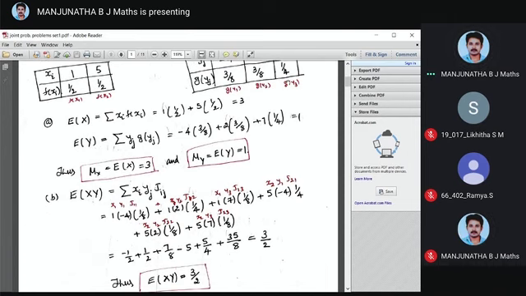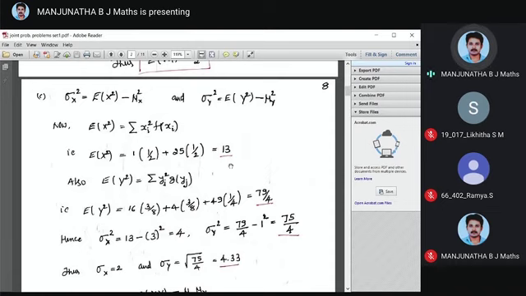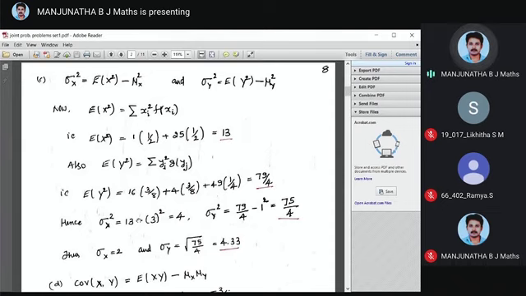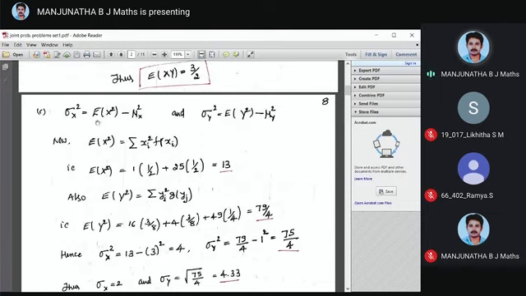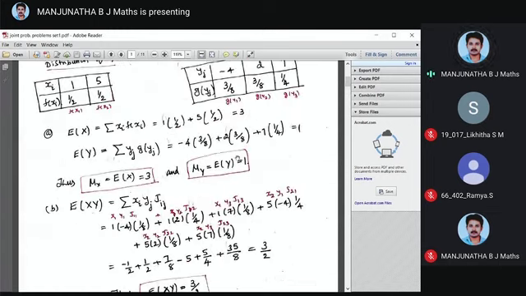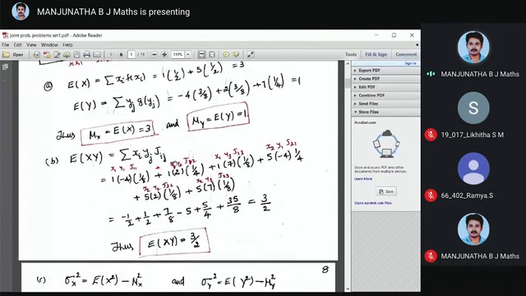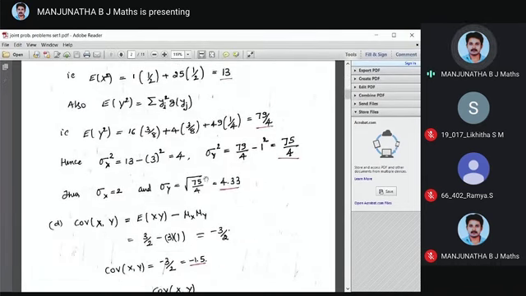See, expectation of x square is 13, expectation of y square is 79 by 4. Now I want sigma x square. That is equal to expectation of x square, that is 13, obtained here, minus mu x square; we know mu x is 3, mu y is 1. Therefore if I substitute, sigma y square is expectation of y square, 79 by 4, minus mu y square, which is 1, so 75 by 4. Therefore sigma x is 2, sigma y is square root of 75 by 4, that is 4.33.